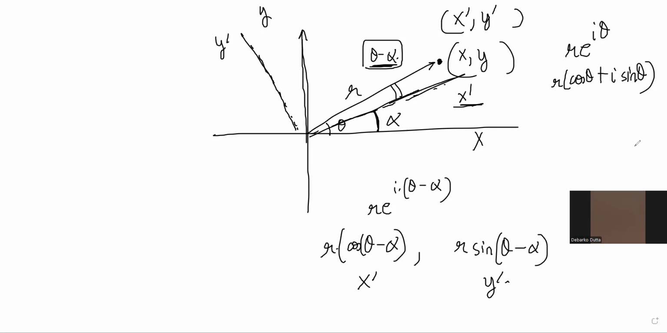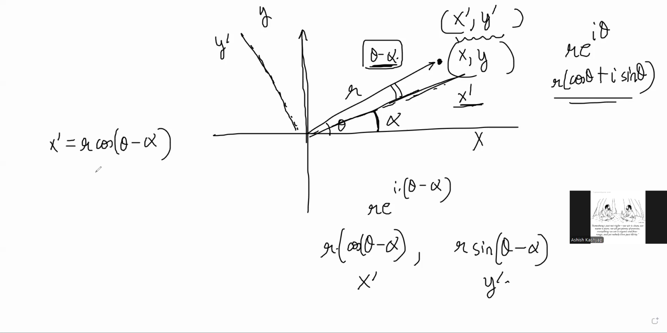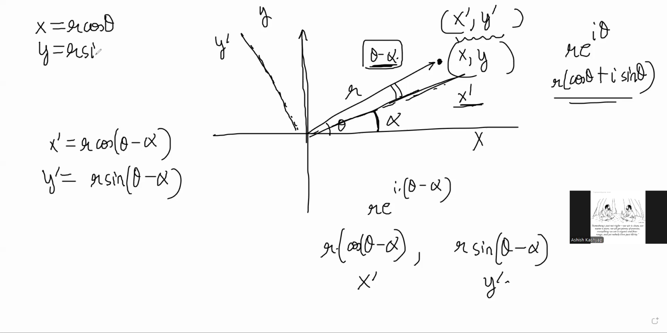Do you understand what I'm saying? Yes, sir. The same point now gets different coordinates because we have rotated the axis. By simple complex numbers, we can write this. We can say x dash is equal to r cos(theta minus alpha), and y dash is equal to r sin(theta minus alpha). And we already knew in the beginning x was r cos theta and y was r sin theta, right? Yes. Correct? Yes. Now you can obviously relate the new coordinates with the old coordinates. It's very easy to do that.